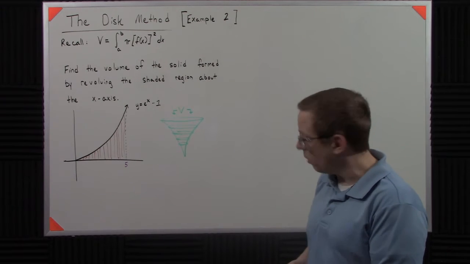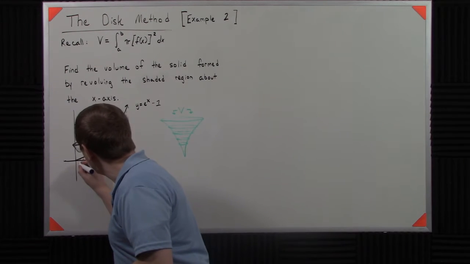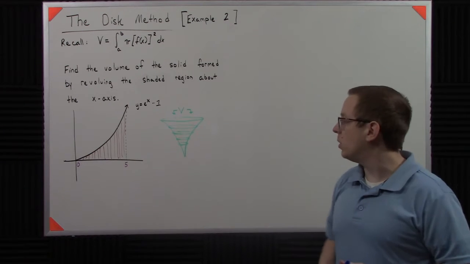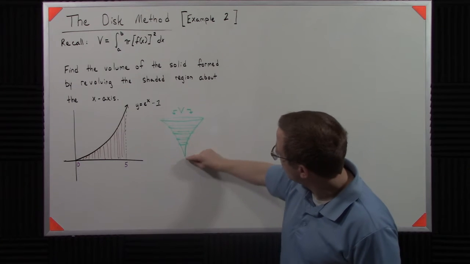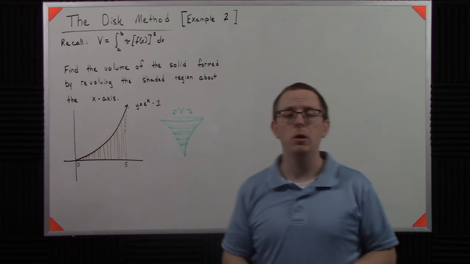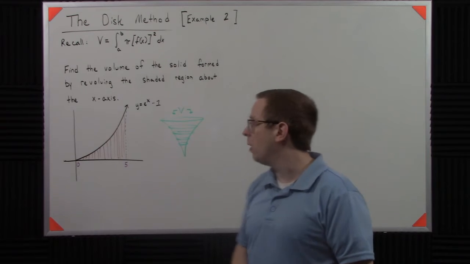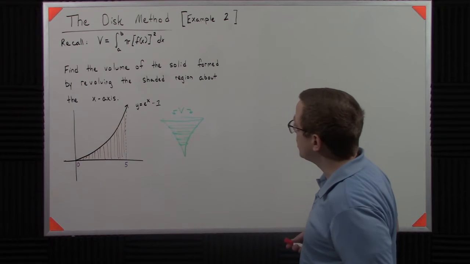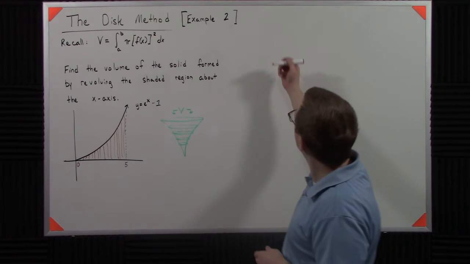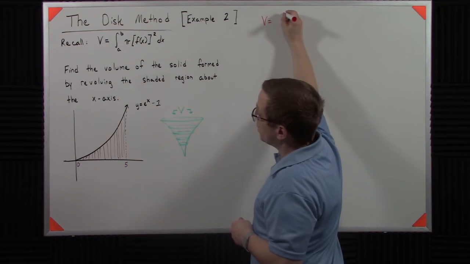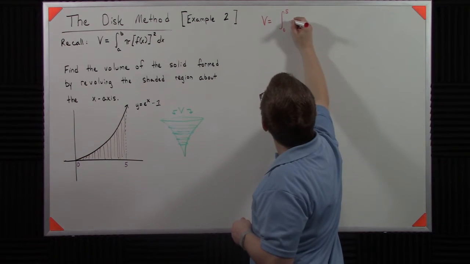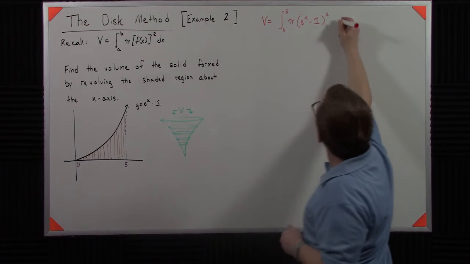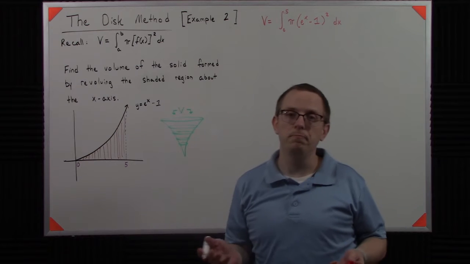And so we're going to go from 0 to 5 here. This is going to pinch to 0, and it's going to kind of flare out like a horn, which is an interesting concept. But let's go ahead and get to the calculus piece. We would say then that our volume is the integral from 0 to 5 of pi times e to the x minus 1, squared, dx. Okay?